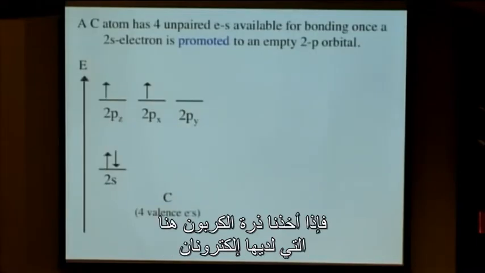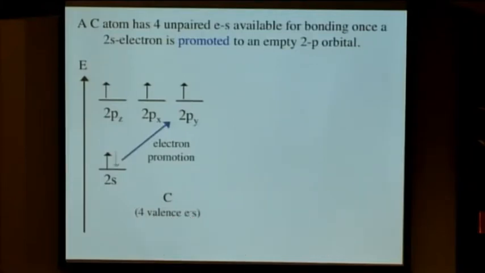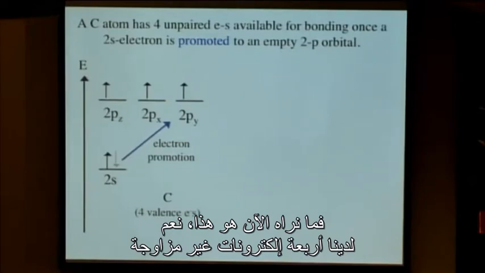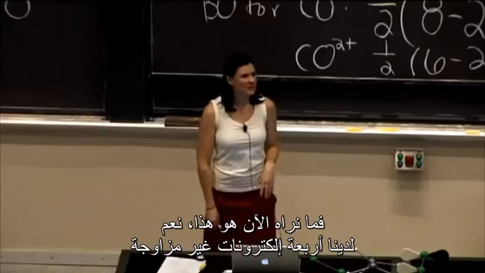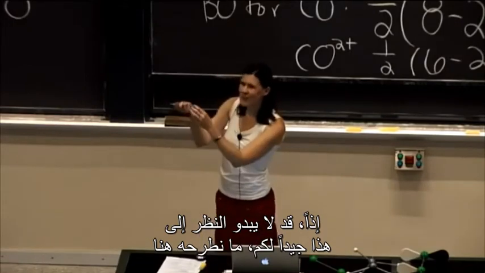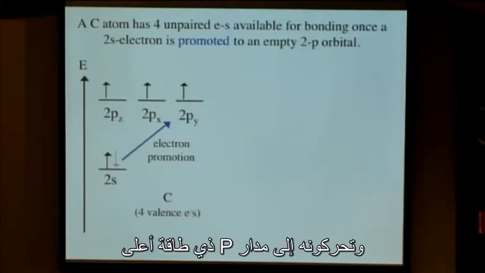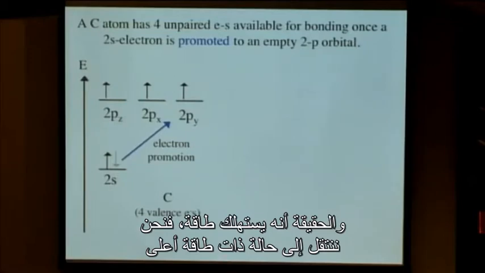So if we take our carbon atom here, which has 2 electrons in the 2s orbital, and we promote one of these electrons into a 2p orbital, what we see now is that, yes, we have 4 unpaired electrons. So looking at this, this might not look so good to you. What we're proposing here is that you take a nice low energy s electron and move it into a higher energy p orbital. And the truth is that, yes, this costs energy. We're going up to a higher energy state.